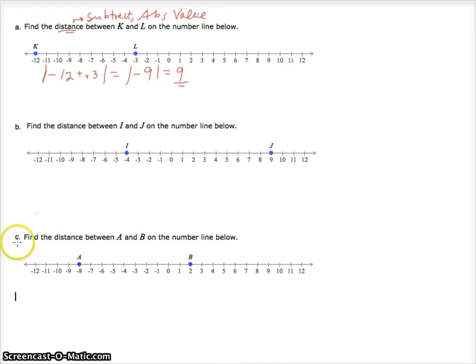Letter B, find the distance between I and j on the number line below. So, I is at -4 and j is at 9. So what I need for you guys to do is set up the absolute value. The absolute value you should have set up is the absolute value of -4 minus 9. To solve this, I have to perform -4 minus 9 first, which is plus -9. So I'll have the absolute value of -15, which gives me +15.